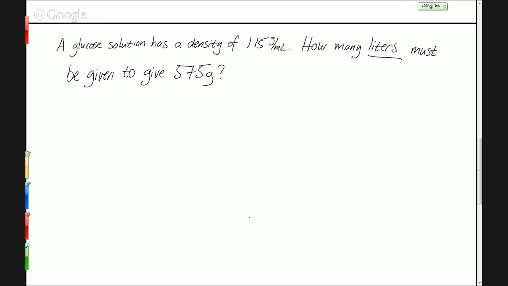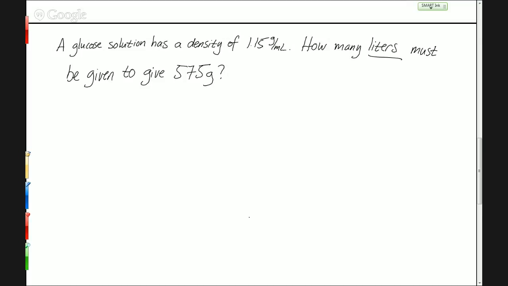All right, how'd that go? You think? Maybe? Maybe want to shout out some numbers and feel good about it? What? 0.5? Anything else? All right, let's go through it, take a look. So we're gonna start again with that 575 grams.